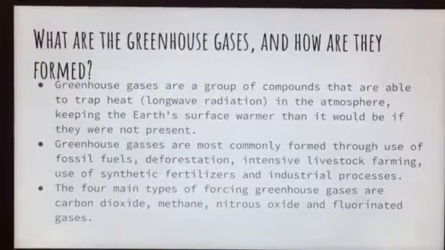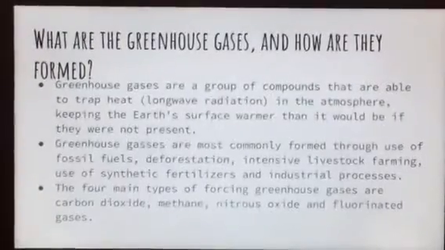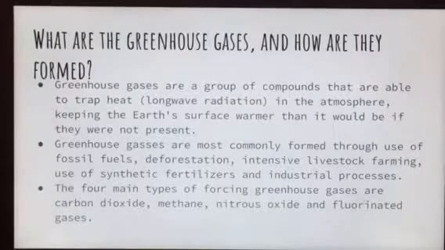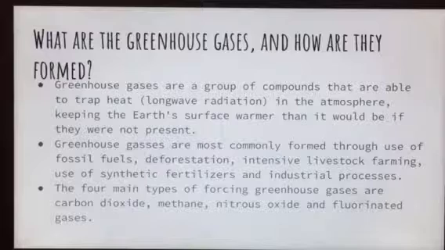Greenhouse gases are mostly formed through use of fossil fuels, deforestation, intensive livestock farming, use of synthetic fertilizers, and industrial processes. The four main types of forcing greenhouse gases are carbon dioxide, methane, nitrous oxide, and fluorinated gases. A couple fun facts on greenhouse gases is that they increase the sea levels and increase precipitation by 5%, and they increased the U.S.'s temperature up to 2 degrees in the last 50 years.